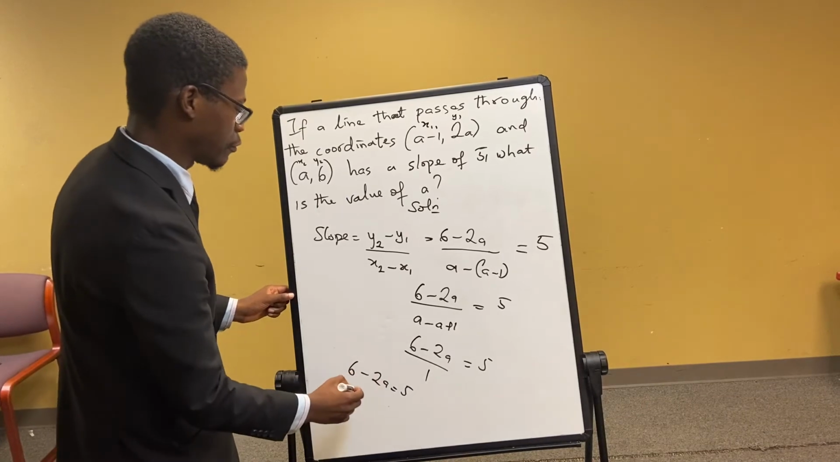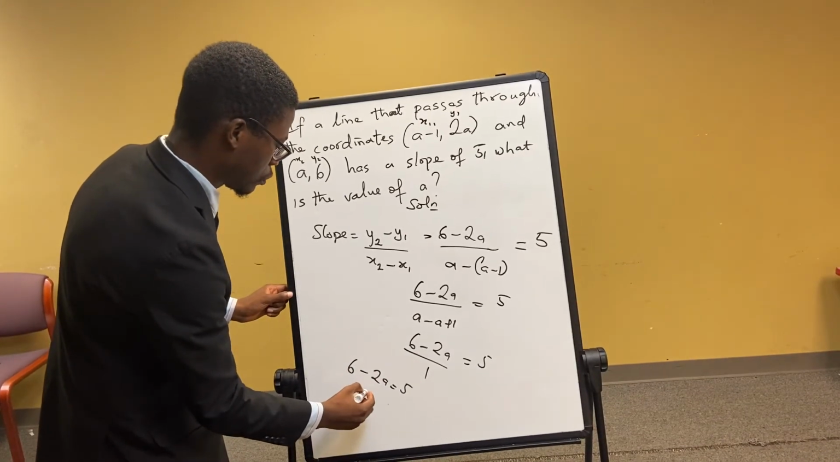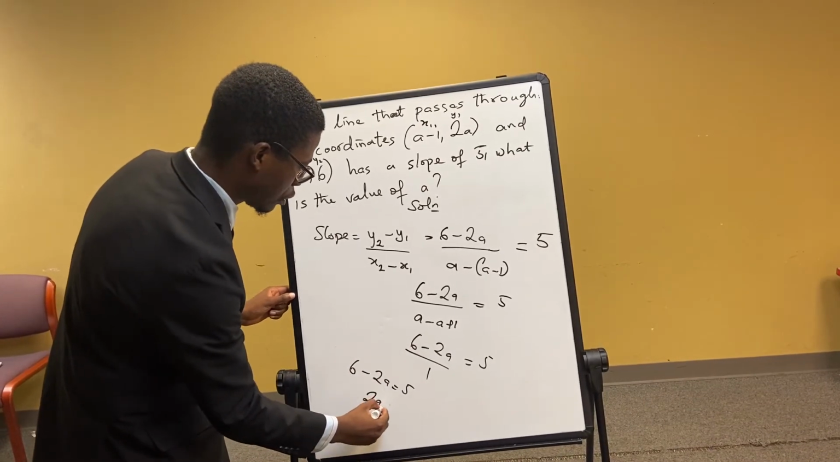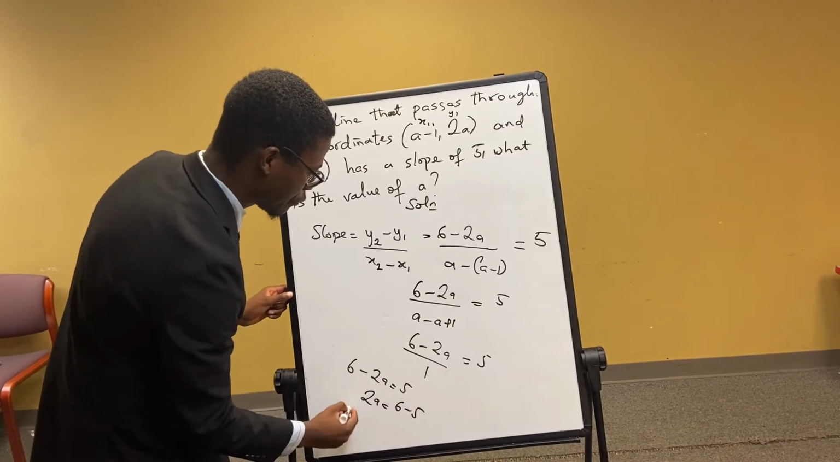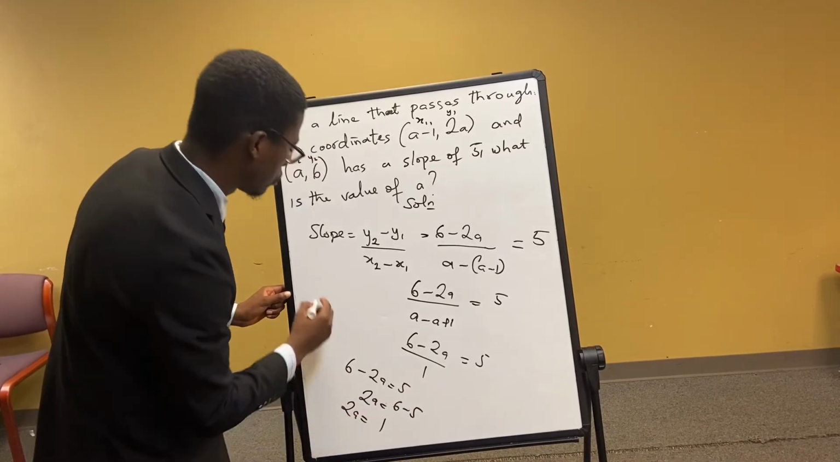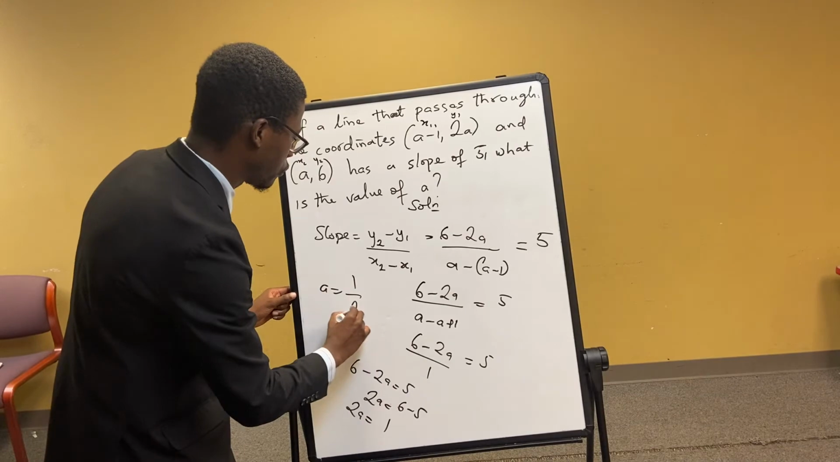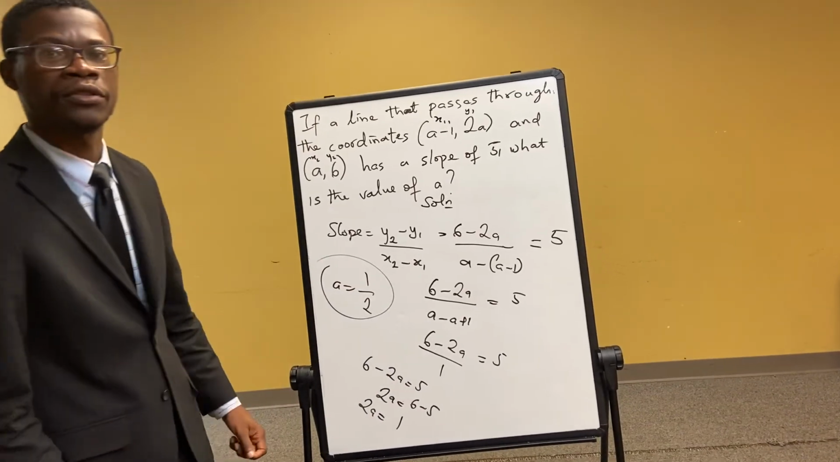Then you have 2a equals 6 minus 5. 2a equals 1. a equals what? 1 over 2. And that's the answer to the question.